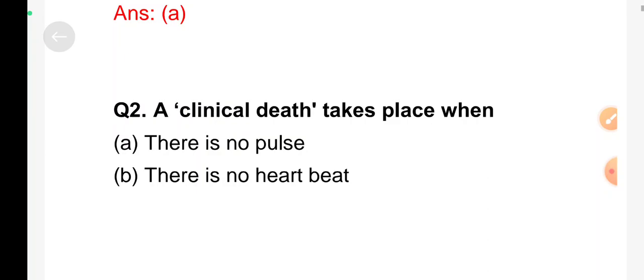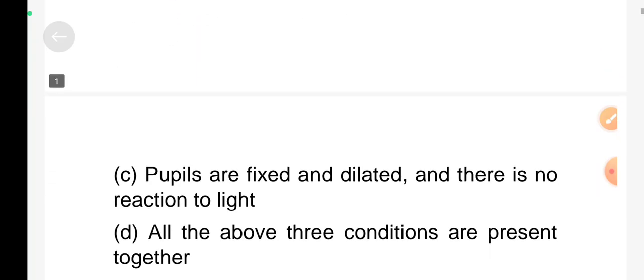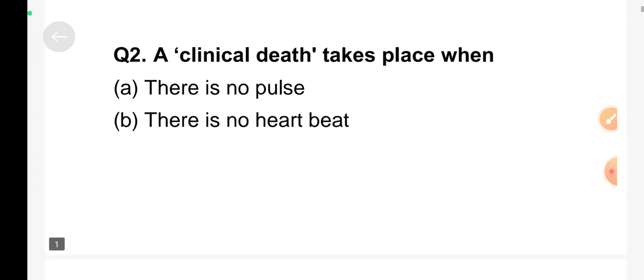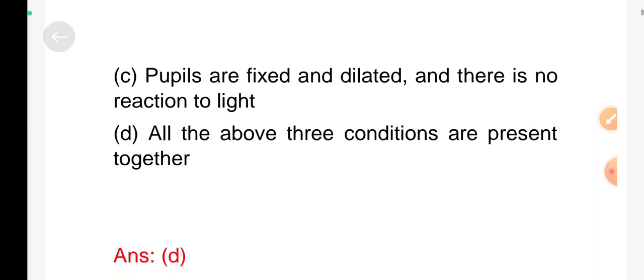Next question. A clinical death takes place when option A, there is no pulse. Option B, there is no heartbeat. Option C, pupils are fixed and dilated and there is no reaction to light. Option D, all of the above three conditions are present together. Correct option is option D, all of these.